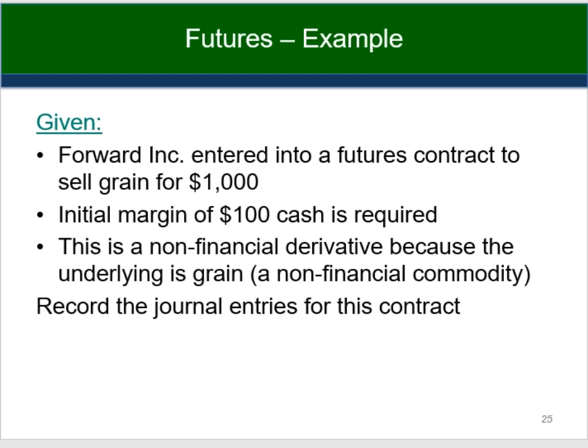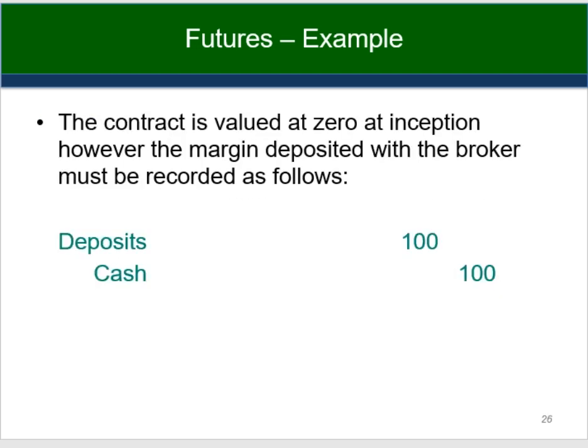Currency would be a financial commodity. Grain, pork bellies, those sorts of things would be a non-financial derivative. So we're going to record the journal entries for this contract. The contract is valued at 0 at inception, just like the forward contract was, because you haven't actually taken a position, you haven't transacted anything, so there's no past economic transaction.